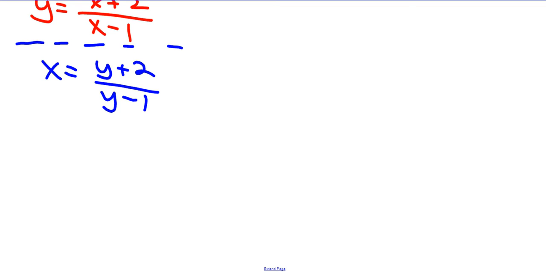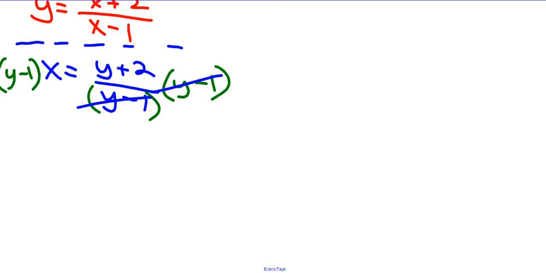So our goal is to get the y's alone because there are y's in fractions. We're going to multiply by y minus 1 on both sides, and I would put everything in parentheses. Just a note to self, remember that those cancel off. I'm going to distribute over here and get xy minus x equals y plus 2. Personally, I'm going to get the y's on the left just because this one is positive and it just makes sense in my head.